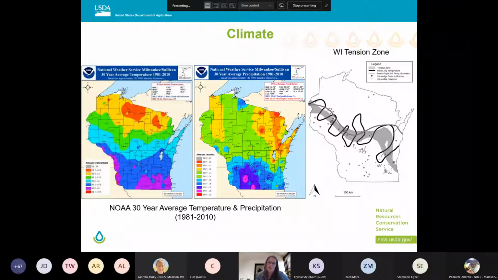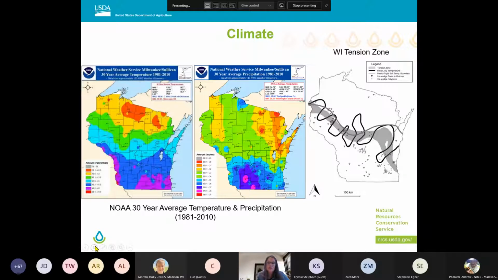So even within the state of Wisconsin, we have different weathering processes because we have colder climates to the north and differences in where the precipitation is. So we have different weathering rates even here in Wisconsin.